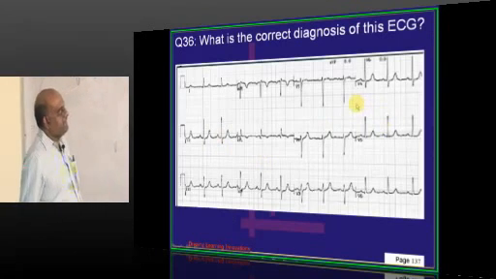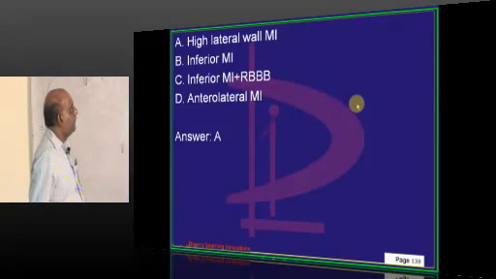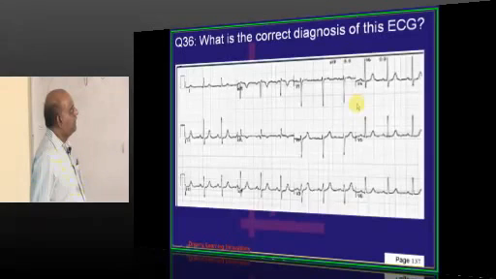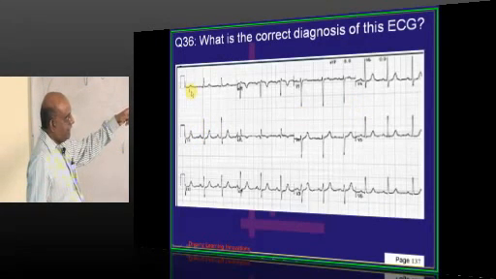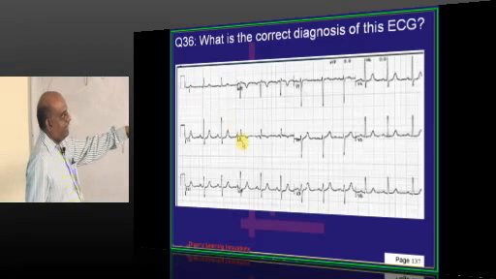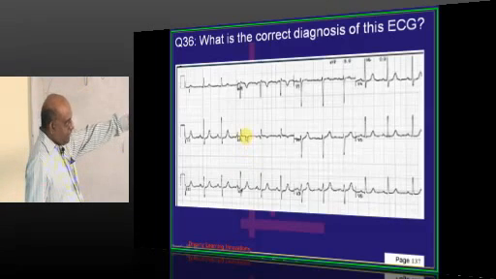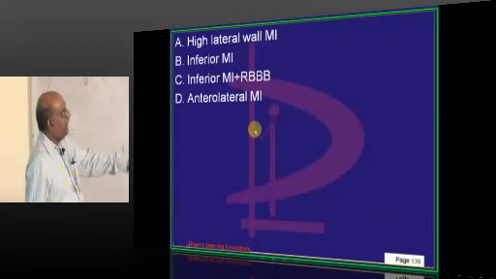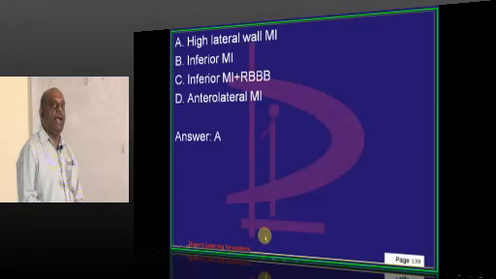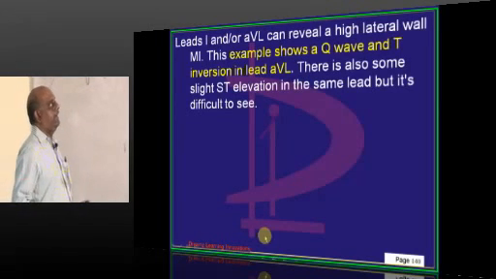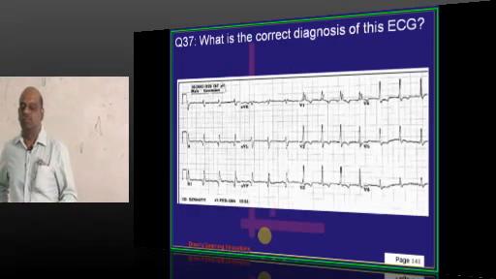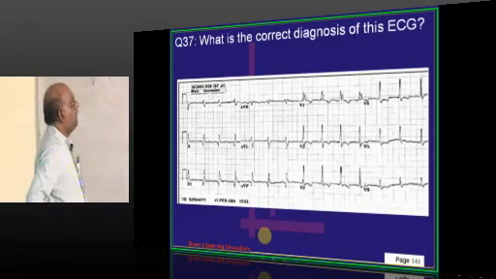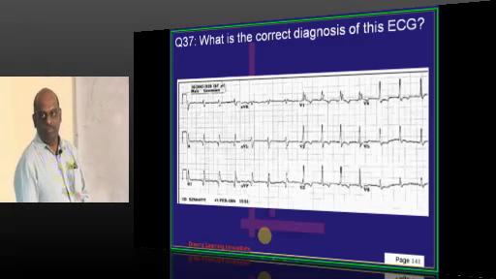So what is the correct diagnosis in this ECG? Typically what do you find? Lead 1 and AVL. Lead 1 and AVL is typically showing T wave inversion. So that is the reason it is called a high lateral wall MI. That is basically what you have seen. There was a correct diagnosis over here.